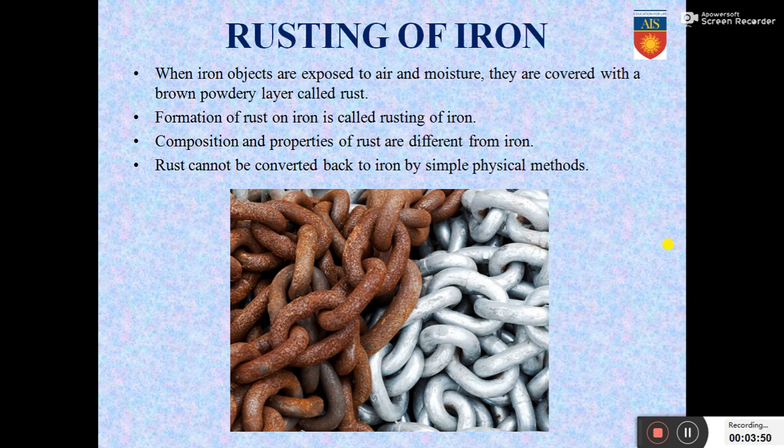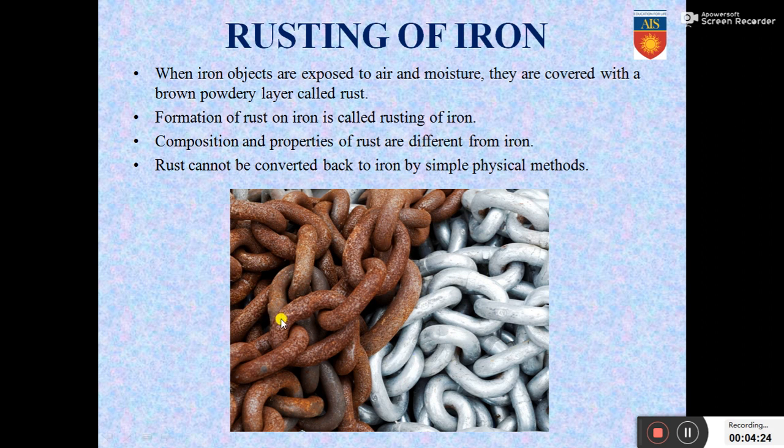So you must have seen, if there are iron rods or iron substances in your house, you will see that with time they develop a kind of a brownish layer on them. Why does this happen? The iron objects, when they are exposed to air, they are covered with this brown substance. The moisture and the air, the oxygen in the air, reacts with the iron, and this results in the formation of a new compound called rust. And this new compound, which is chemically different from that of iron, undergoes a chemical change.